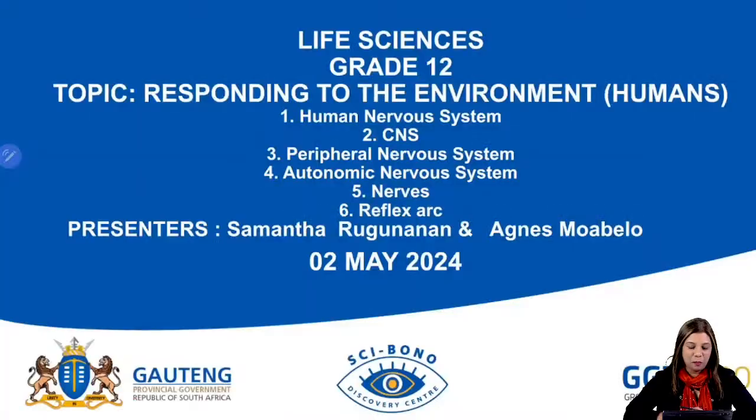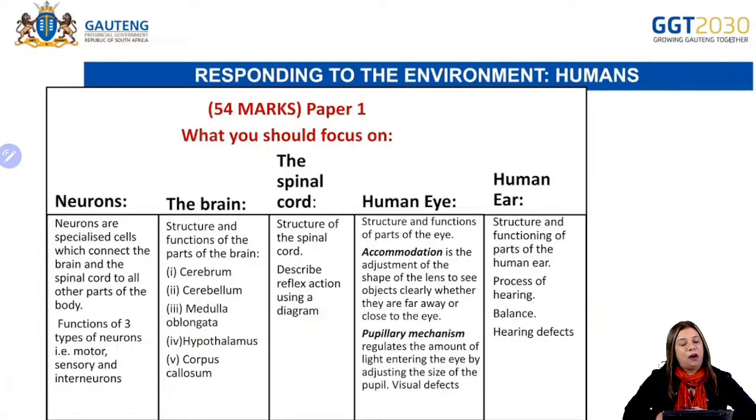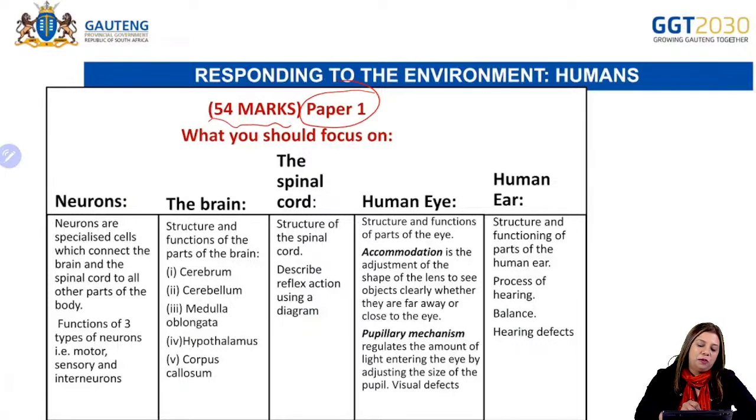Let's get started. Today, grade 12s, we are going to discuss the topic of responding to the environment in humans. The presentation will be done by myself and my colleague Agnes Moabello. Let's look at what this entails in our exam. So you will find responding to the environment in humans in paper 1, and it's for 54 marks. So 54 marks is a huge chunk out of the 150 marks in paper 1.